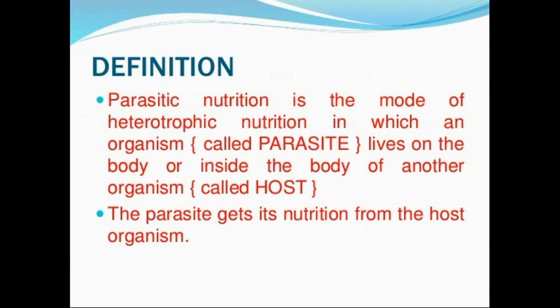So we can define parasitic nutrition. Parasitic nutrition is the mode of nutrition in which an organism lives on another organism and takes nutrients from it. And a parasite is an organism which takes nutrients from the host body, otherwise we can say another body.